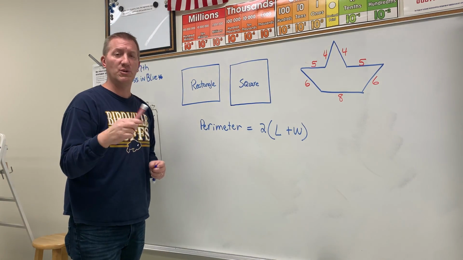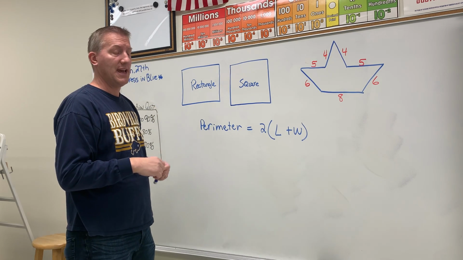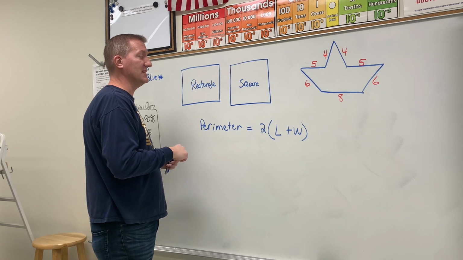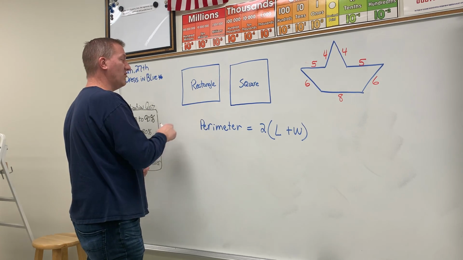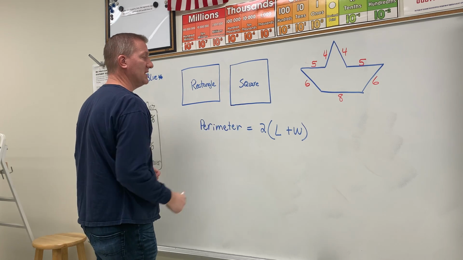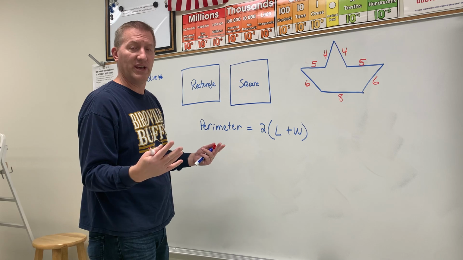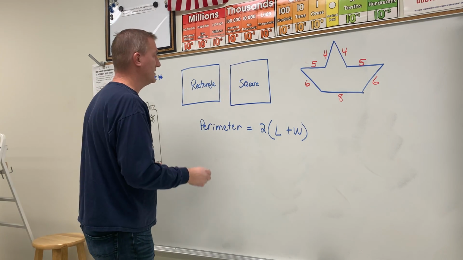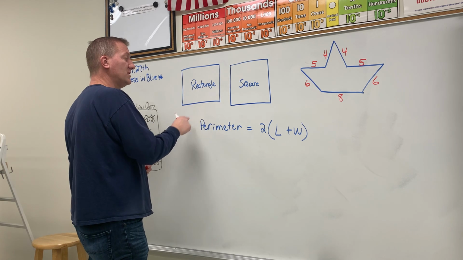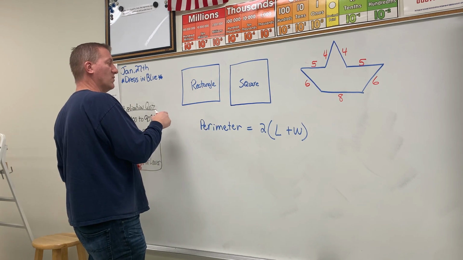I'm going to show you three different objects today and show you how to find the distance around each. One's going to be a rectangle, one's going to be a square, and then one's just going to be an irregular object, so just any other object. First of all, let's do the rectangle and the square.